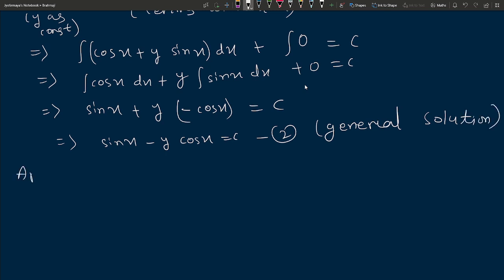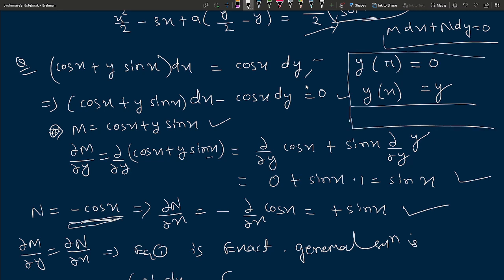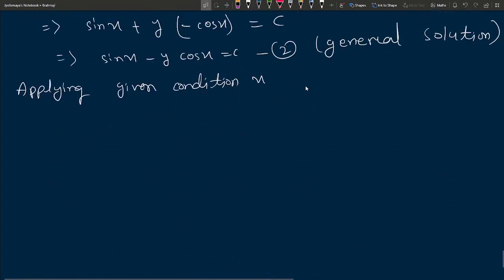Okay, now applying the given condition. What was the given condition? The condition was y of pi is equal to 0. Just now I told you that y is a function of x. So comparing these two, you will find the value of x. What is the value of x? x value is pi. What is the value of y? y value is 0. So you write here, applying given conditions, x is equal to pi, y is equal to 0.